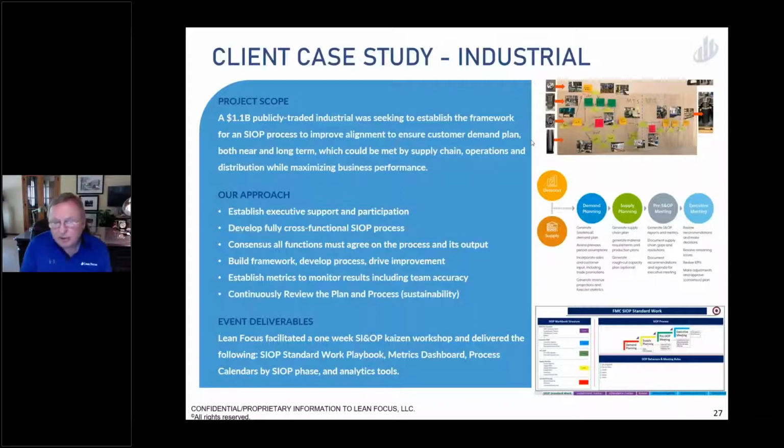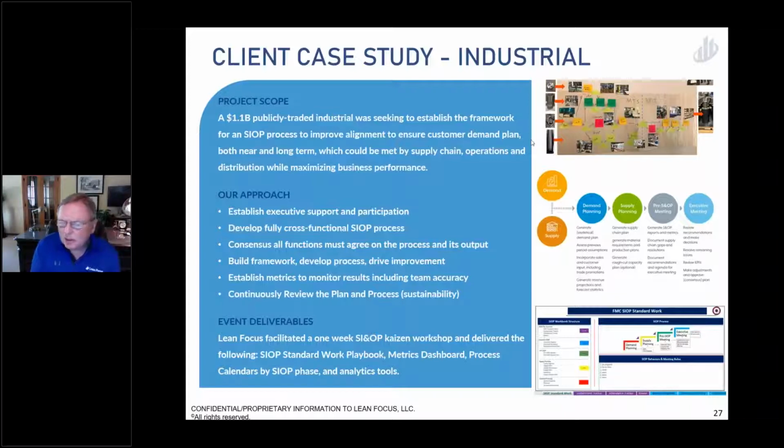So, establishing metrics. A lot of times the metrics aren't the right metrics that need to be addressed, so we need to go through and fix those. And then the idea is also to figure out what the results are, and make sure you have a sustainability process that it will stay effective and will keep moving on. So you're continuously reviewing the plan and the process to make it all work.